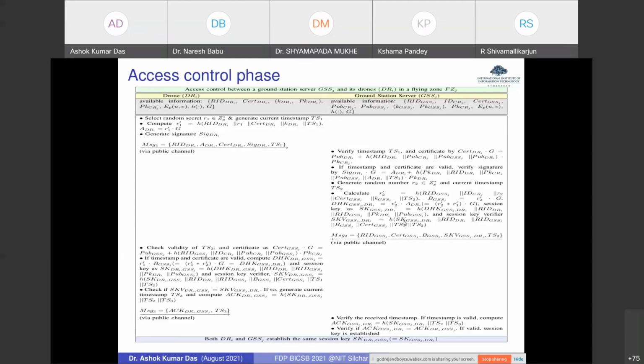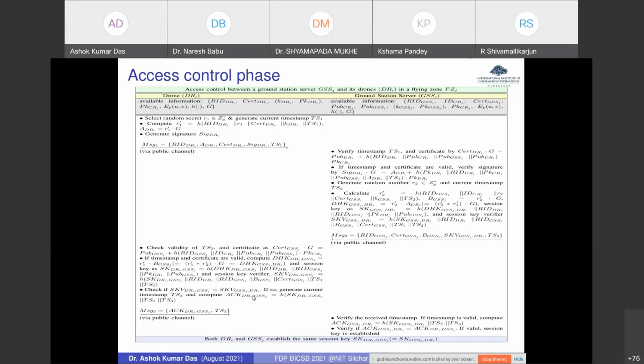Then the session key verifier will also be given in the message MSG2. So once the message MSG2 is there, having the pseudo identity of the GSS, certificate, B_GSS, SKV, that is a session key verifier, and timestamp, it will check the validity of the timestamp, certificates as well as signature. And if all are valid, then it will compute again the Diffie-Hellman type key using the public key of the GSS. It will compute the session key and also the session key verifier.